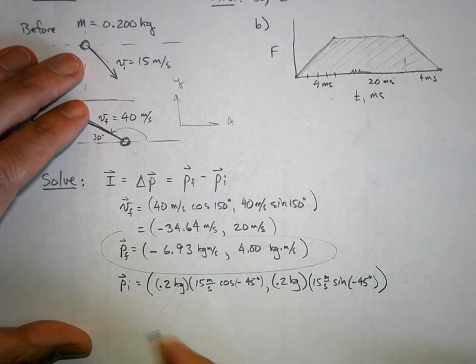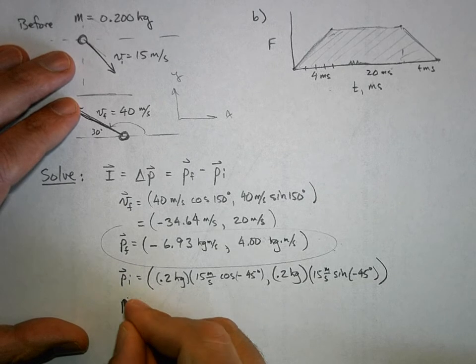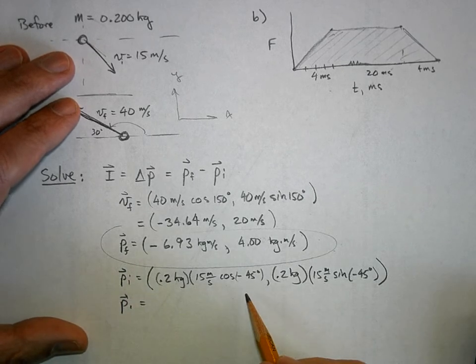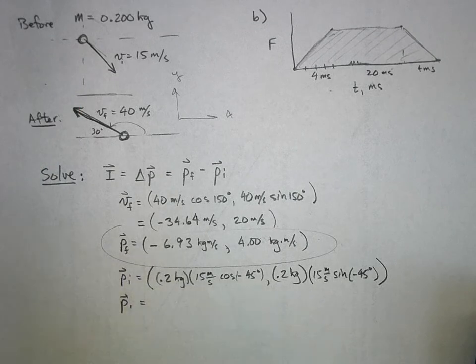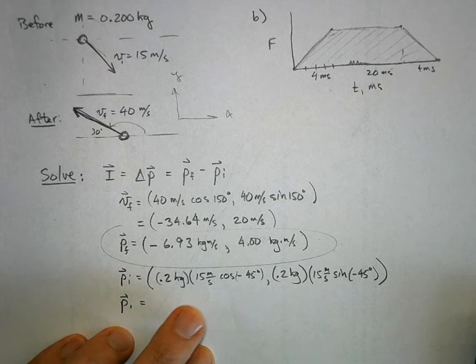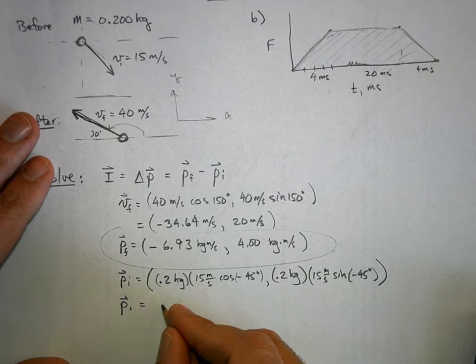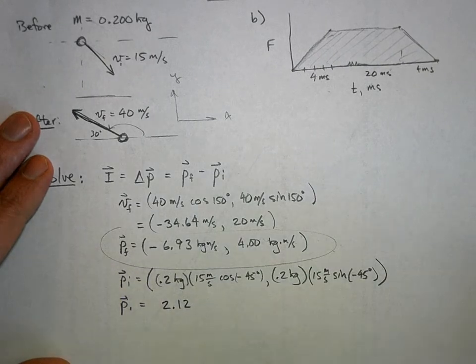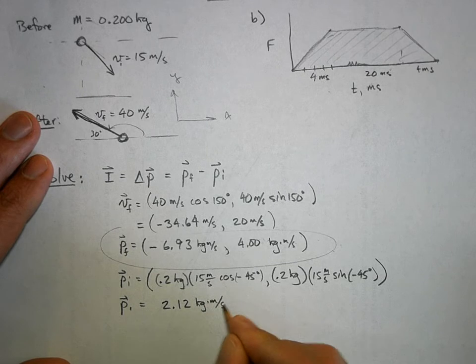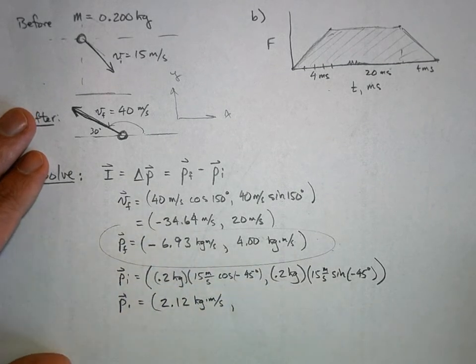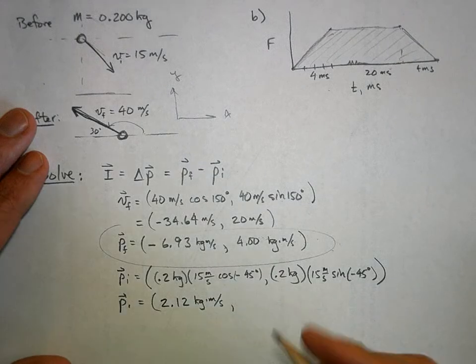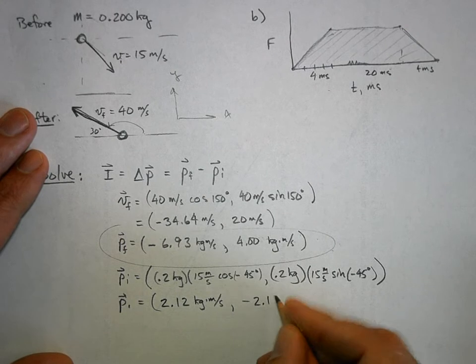And so, has anybody done this problem? I can type it in my calculator, but what do you get for the x component? Anybody done that yet? What is it? Oh, I'm sorry, I didn't do that. Okay, so 0.2 times 15 times the cosine of negative 45 degrees. And you get 2.12. And the units there are kilogram meters per second. That's the x component, the y component. I get, oh, well, duh, negative 2.12. I didn't need to do that twice.